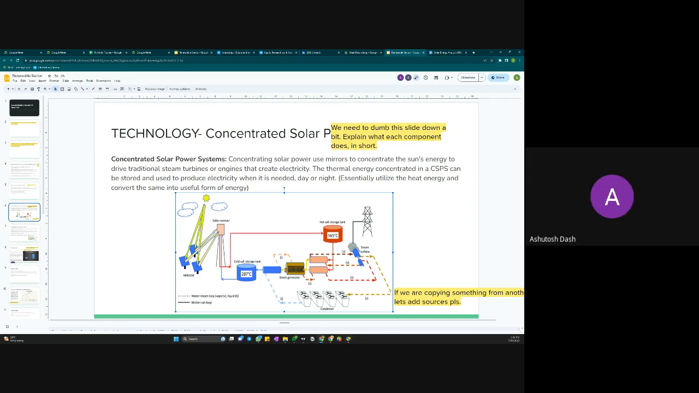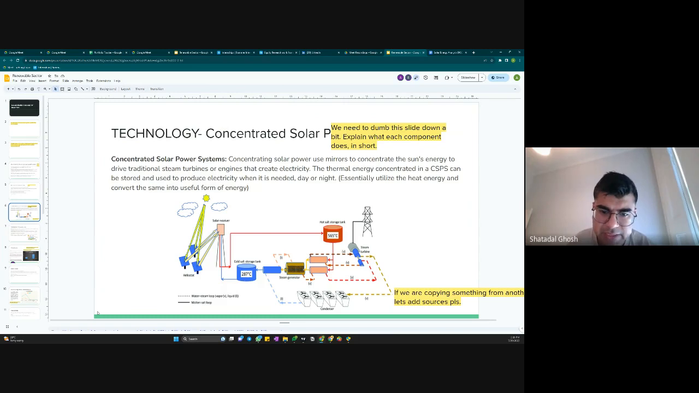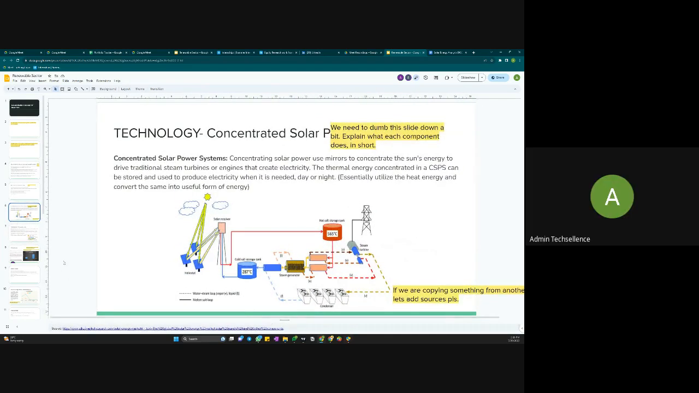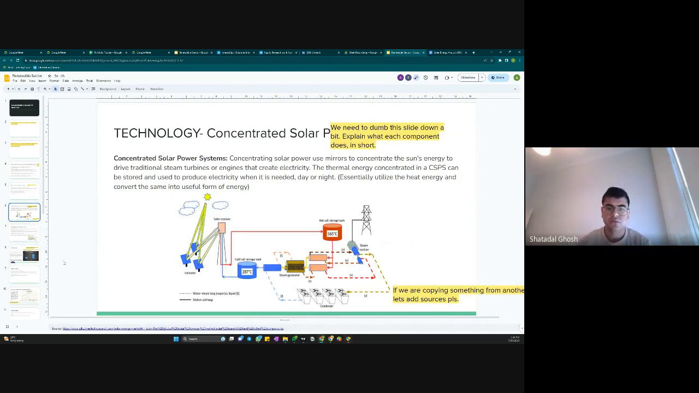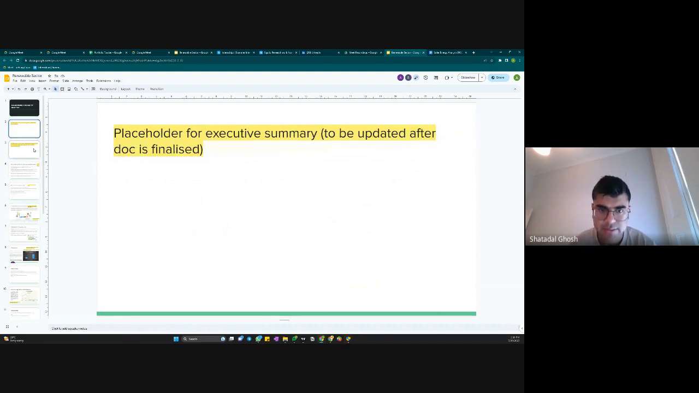But do add the source. Okay, so I think let's keep the pictures. We can replace the pictures with our own PowerPoint diagrams later on, simplified diagrams, etc. Shall we go over the slides once, so that you're not missing anything?